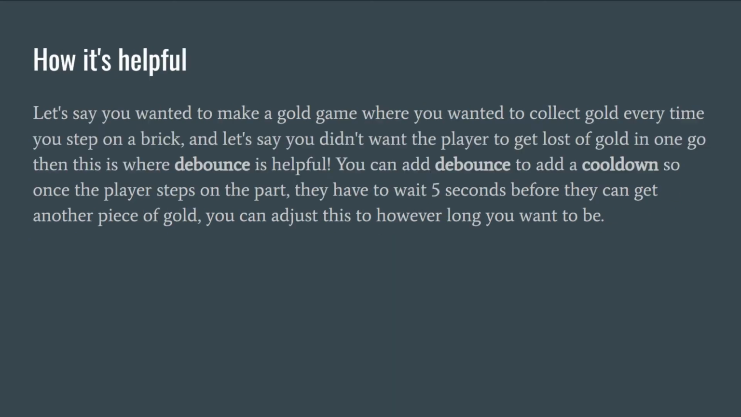How is it helpful? Let's say you wanted to make a gold game where you collect gold every time you step on a brick. And let's say you didn't want the player to get lots of gold in one go. This is where debounce is helpful. You can add debounce to add a cooldown, so once the player steps on a part, they have to wait 5 seconds before they can get another piece of gold. You can adjust this time to be however long you want.